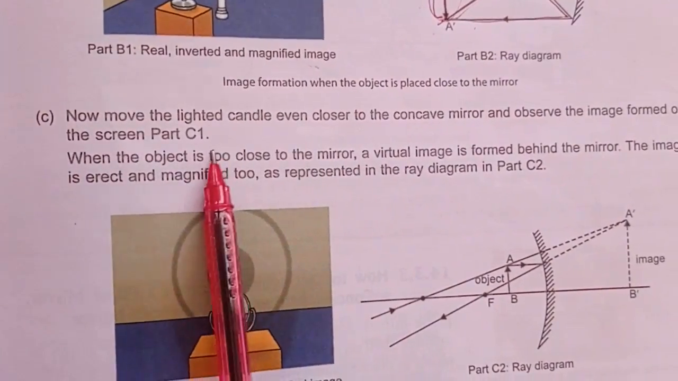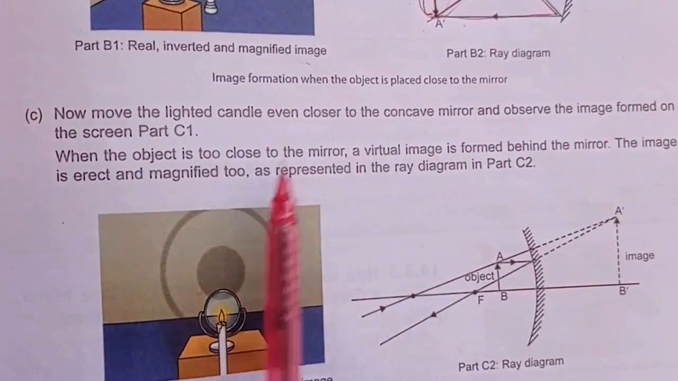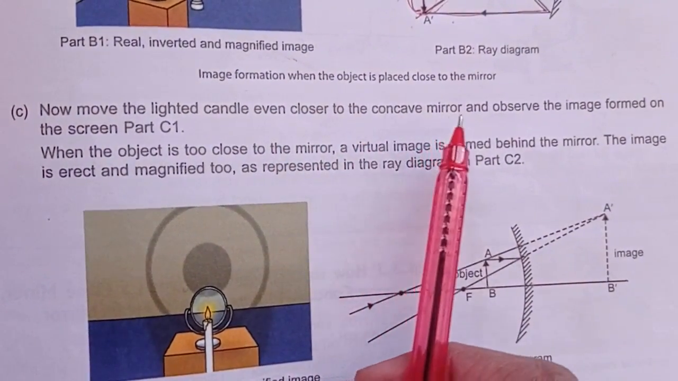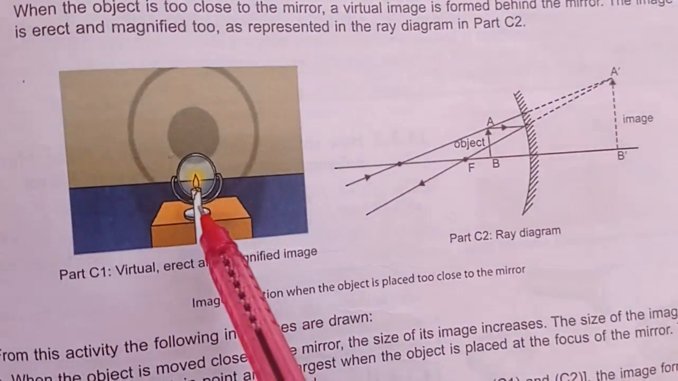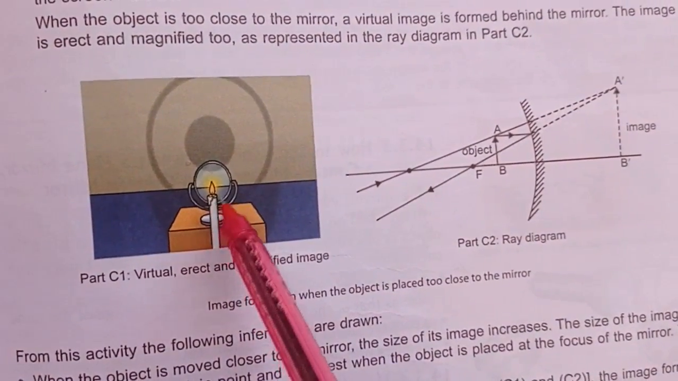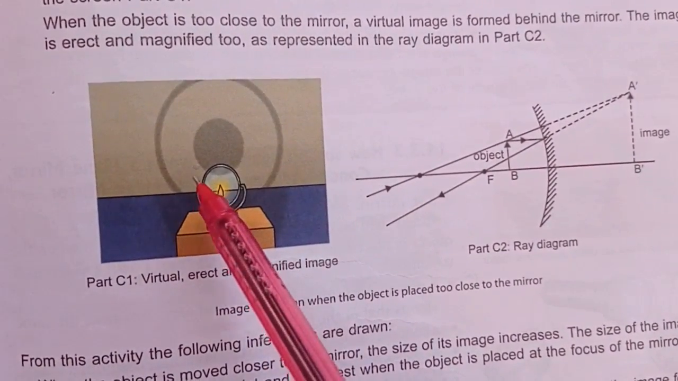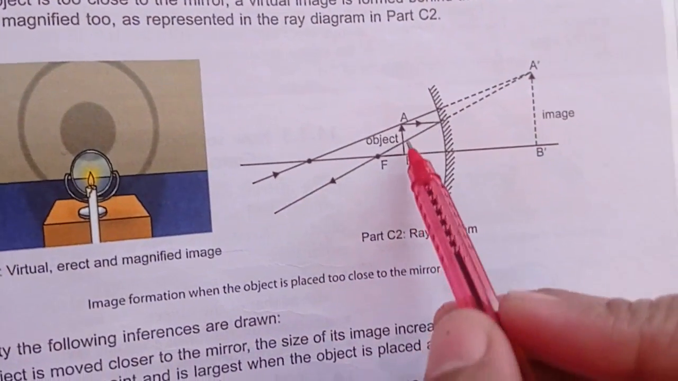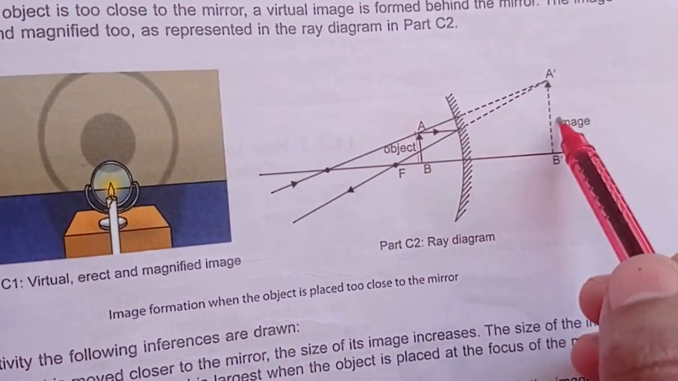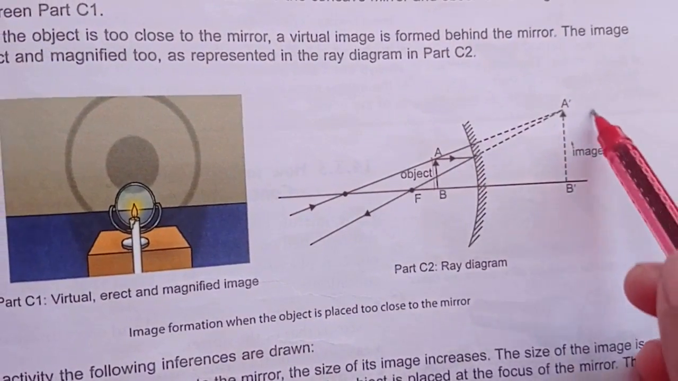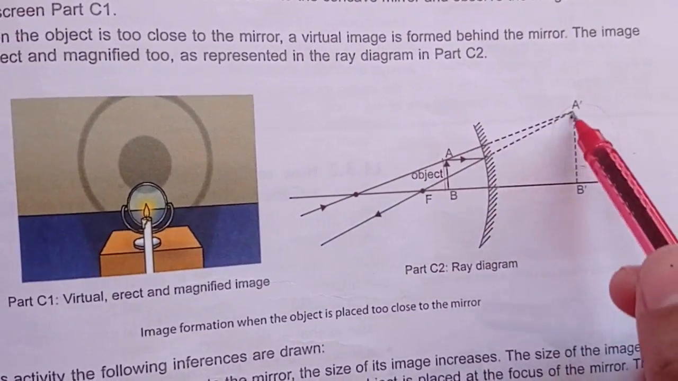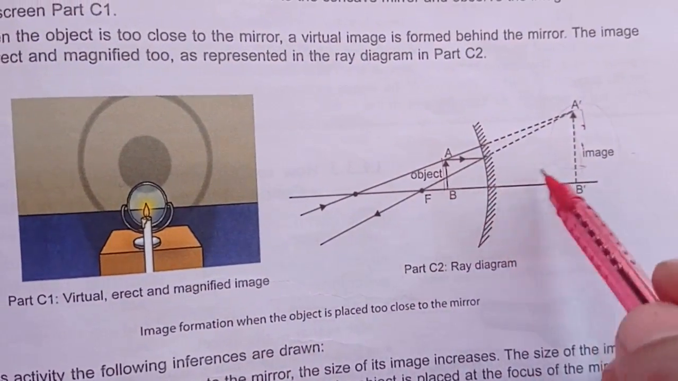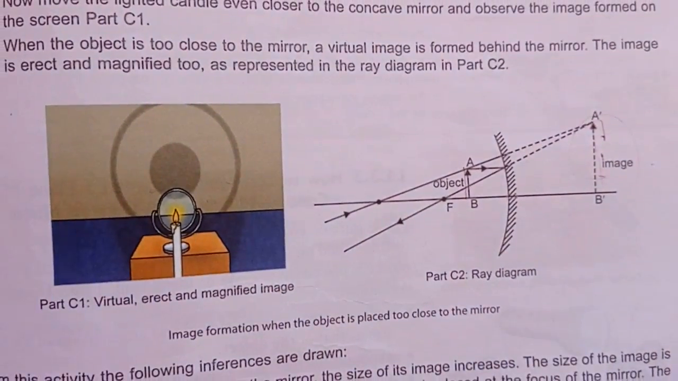Now again we are putting the object nearer, more closer to the concave mirror. Here we can observe that we have put the object more nearer to the mirror. So what will become? Here we are getting the image, but on the other side, so it will be the virtual image. Erect means it will be upright, and magnified means it will appear very large. Okay.